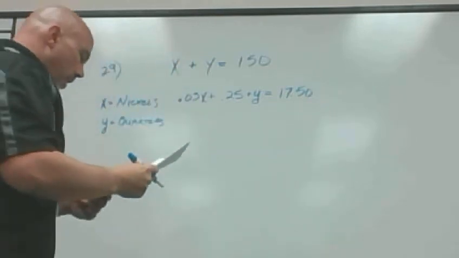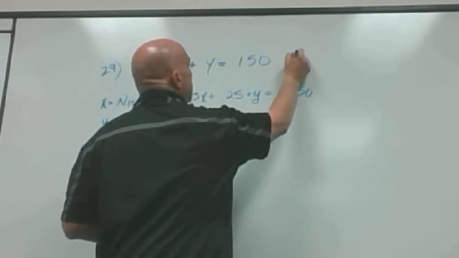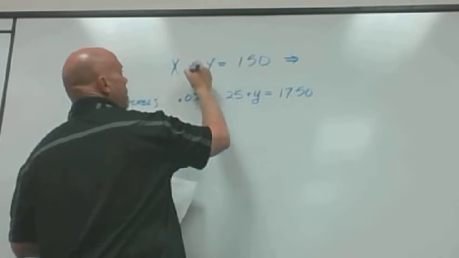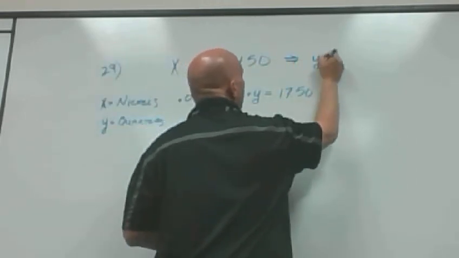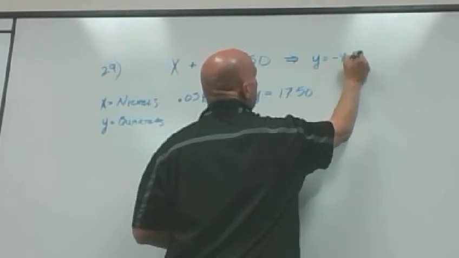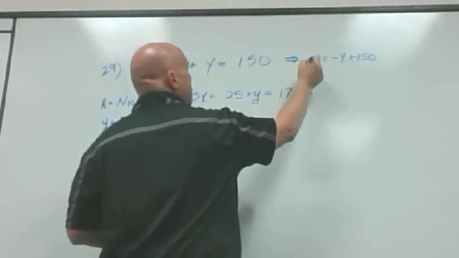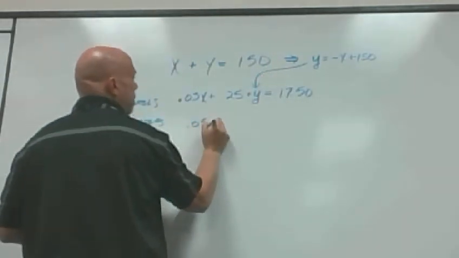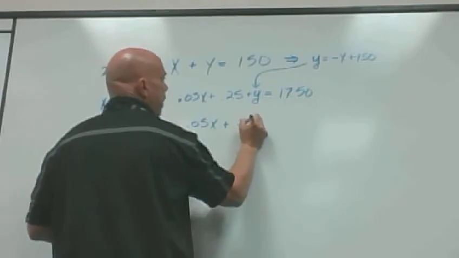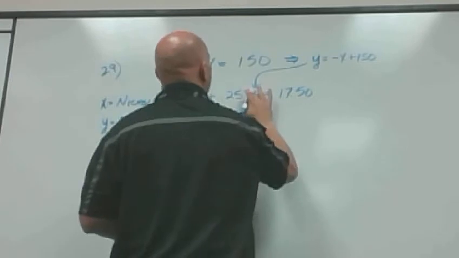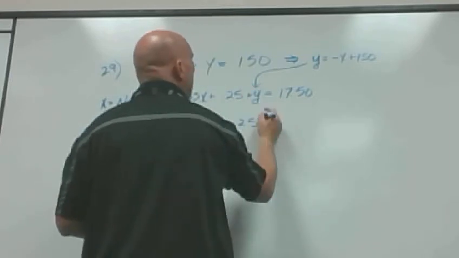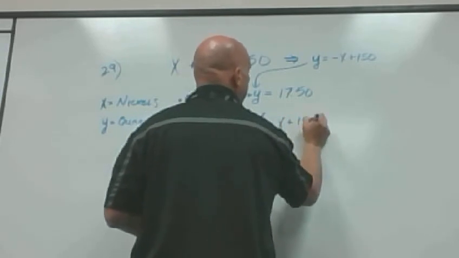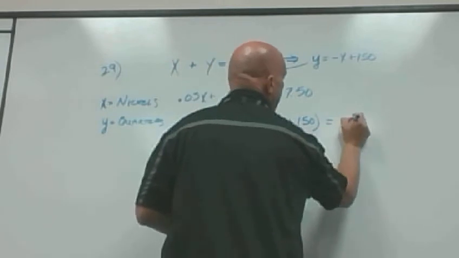Okay? So again, I'm going to rearrange this first equation. And I'm going to isolate the y value because it's already a coefficient of a positive 1. So I'm going to subtract x from both sides. I get y equals a negative x plus 150. Now I'm going to substitute that y in for right here. So I'm going to have 0.05x plus 0.25 times negative x plus 150. And that's going to equal $17.50.